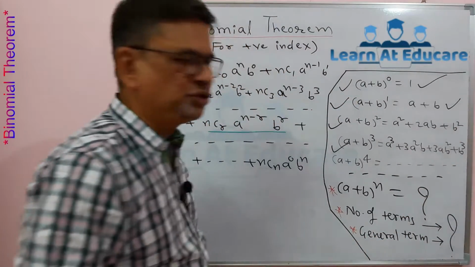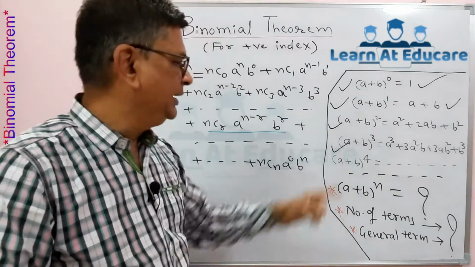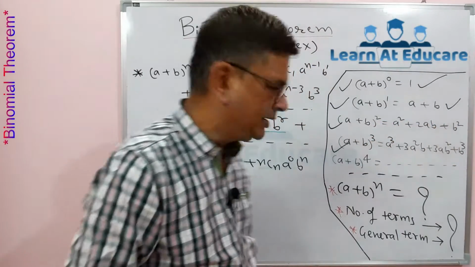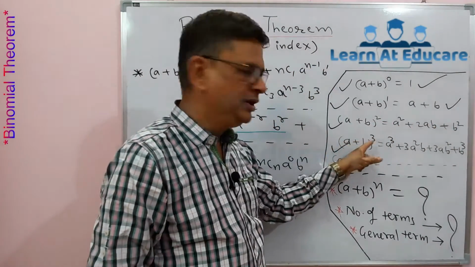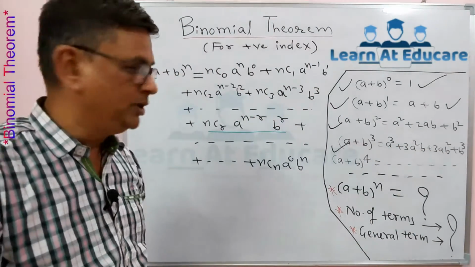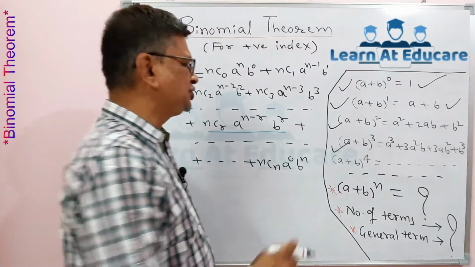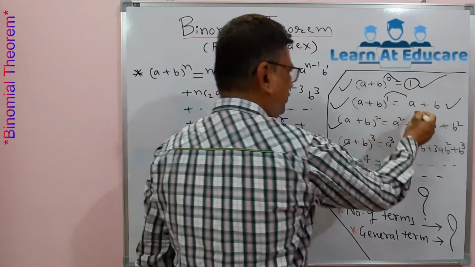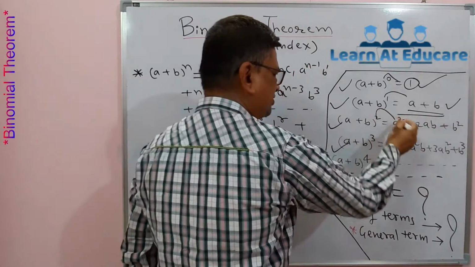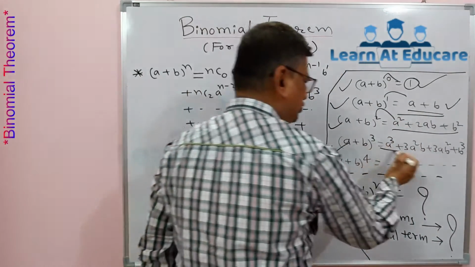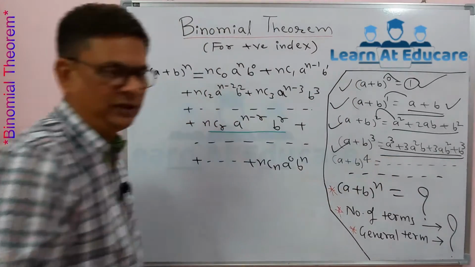Then we have those two that are frequently used in algebra: (a plus b) square equals a square plus 2ab plus b square, then (a plus b) cube equals a cube plus 3a square b plus 3ab square plus b cube. All you know very well. So can you see, if index is 0, there is one term. If index is 1, there are two terms. If index is 2, there are three terms. Similarly, if index is 3, there are four terms.